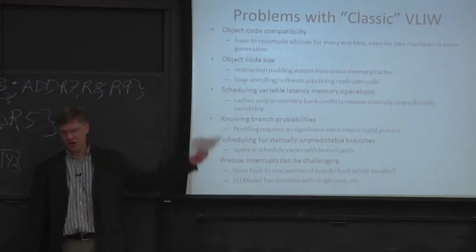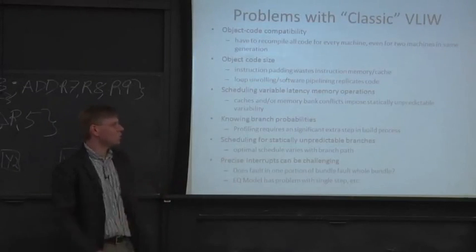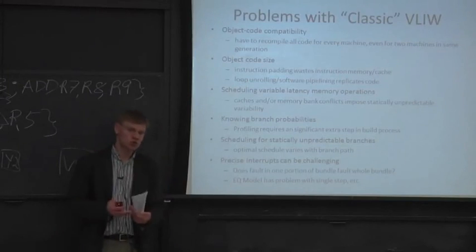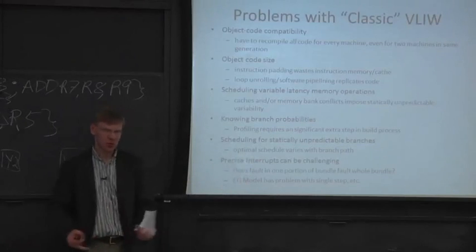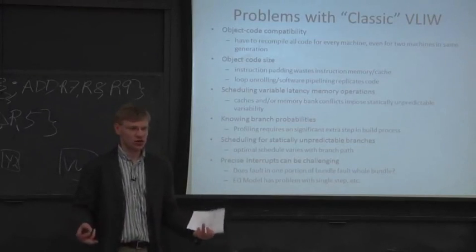Also, things that hurt this even more are these fancy techniques that we talked about, loop unrolling and software pipelining, that bloat the code size. We're replicating code. We've unrolled the code. We're using more space. This hurts our instruction cache size and instruction cache footprint.